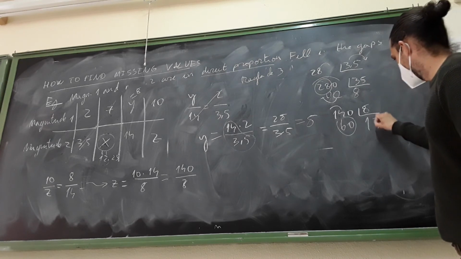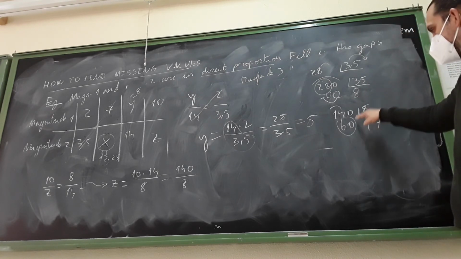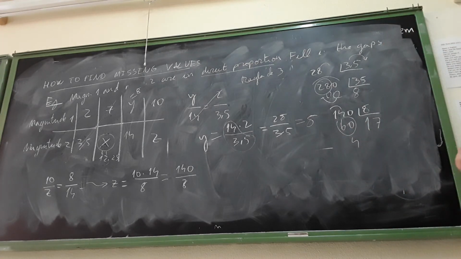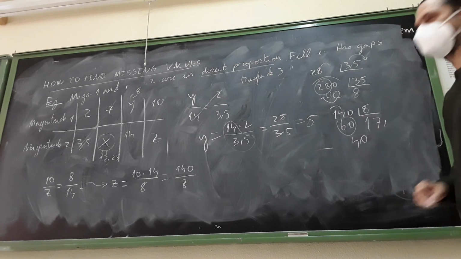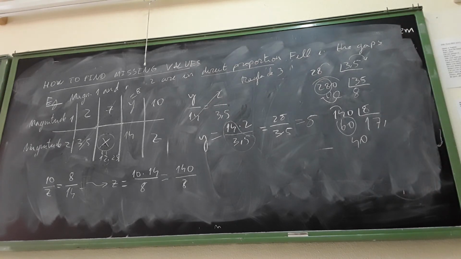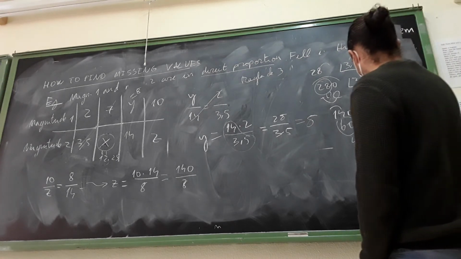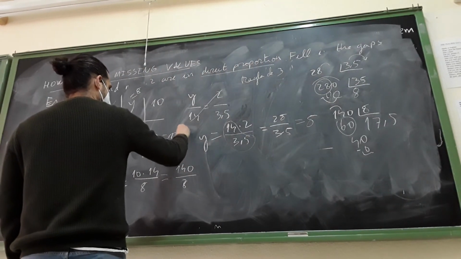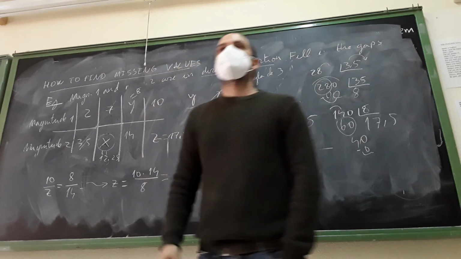7 times 4, 56. Remainder 4. Now, 0 here and comma here. And finally, 5. 5, 6. So, the value of Z is 17.5. Is that right?